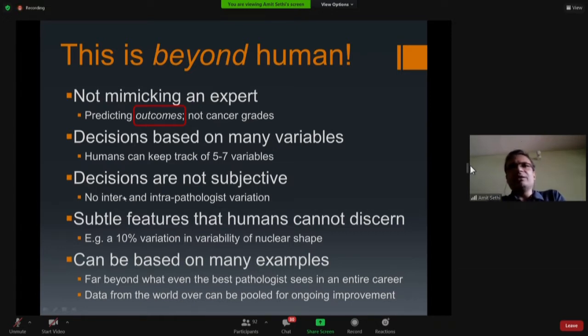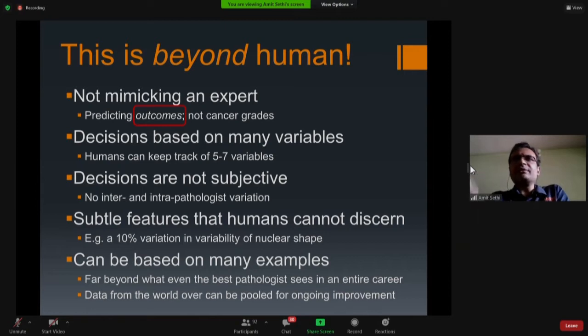There will not be any interperson variation, and it can be based on very subtle features that are very difficult for us to quantify as humans, and it can be based on many more examples. A pathologist in their entire career would only see, let's say, a few hundred cases or a few thousand cases. Here you can train a machine to work with 10,000 cases, 100,000 cases, so that it will amass the knowledge of so much. I would caution that this does not mean that machines will replace pathologists. It just means that they will become a tool that pathologists should also try.